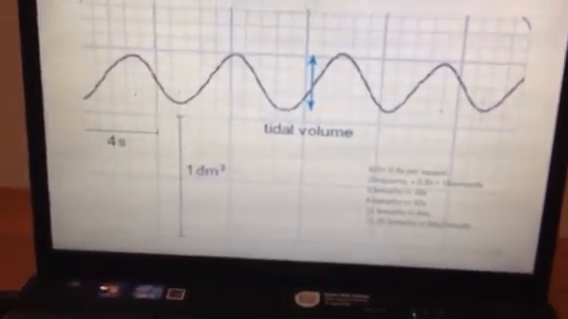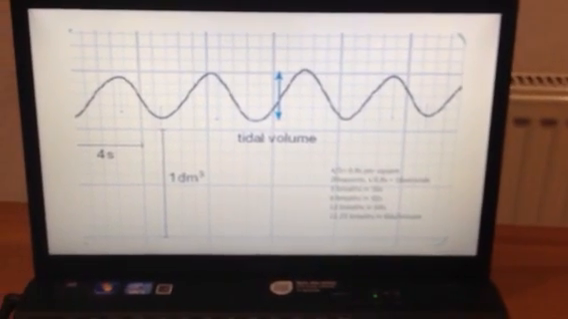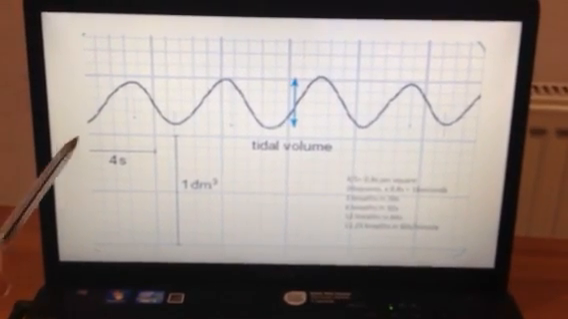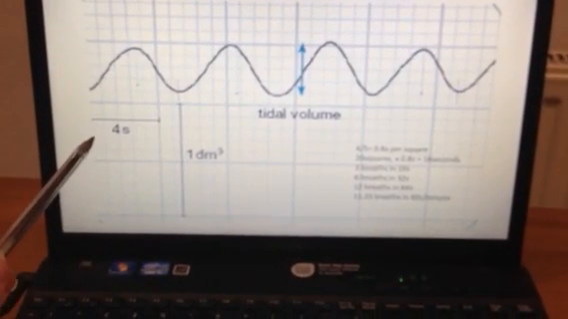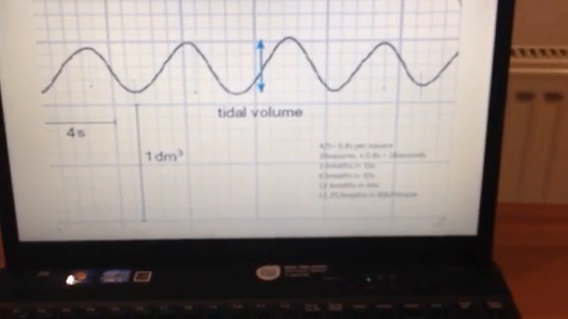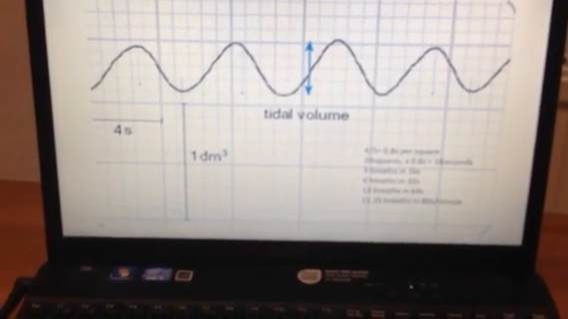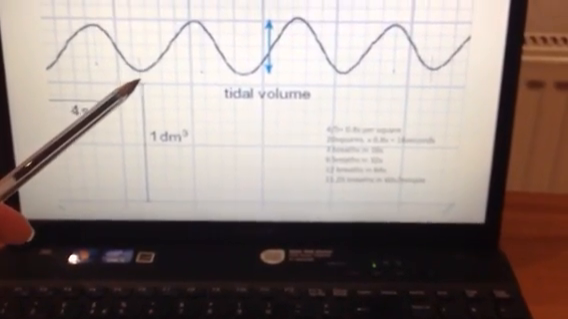If you want to work out the breathing rate, on the other hand, you have to work out how many squares per second. So here we've got 5 squares, and each 5 squares is worth 4 seconds. So if you do the calculation, you can work out that each square is 0.8 seconds. Then all you have to do is find where the pattern repeats.